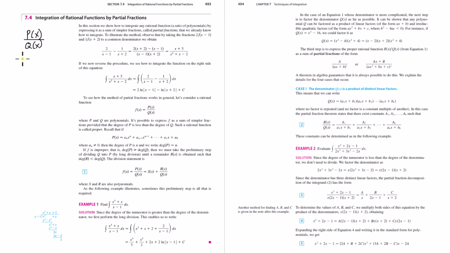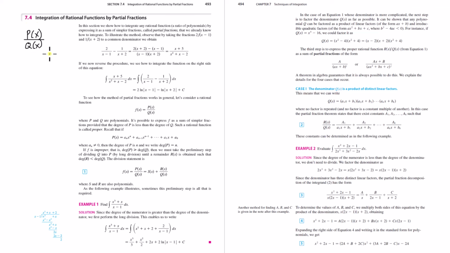Now, at the end of this section, we are going to talk about cases where you don't have a rational function. You have a ratio of expressions that aren't polynomials, but via substitution, you could turn that ratio into a rational function, integrate it, and then substitute back. Okay, but in general, though, the technique that we're covering here is strictly for rational functions.